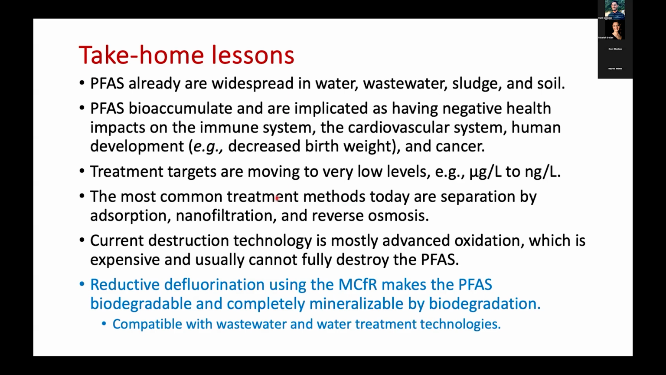And what we're doing, the last thing I described, is reductive defluorination using a membrane catalyst film reactor to remove some of the fluorines to make the PFAS biodegradable. And then the microorganisms in the second stage can complete the process, complete defluorination, and completely oxidize the carbon here. This is a system that we consider to be completely compatible with existing water, wastewater, and water treatment systems. And so we think this can be easily integrated into existing systems to actually destroy the materials, not just move them around to another place.